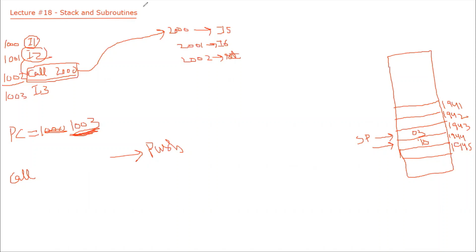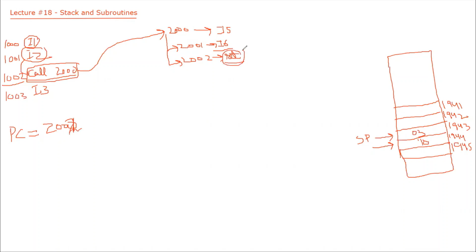Fine. And what will be the value in our program counter? When we are executing the call instruction, the value will be 2000. So now we will execute 2000. After 2000, our program counter will update to 2001. So we will execute I6. Then our program counter will update to 2002. Then we will execute return.